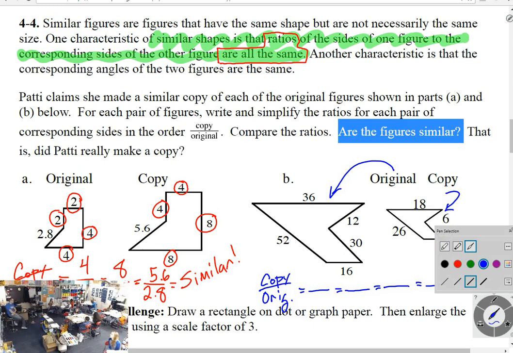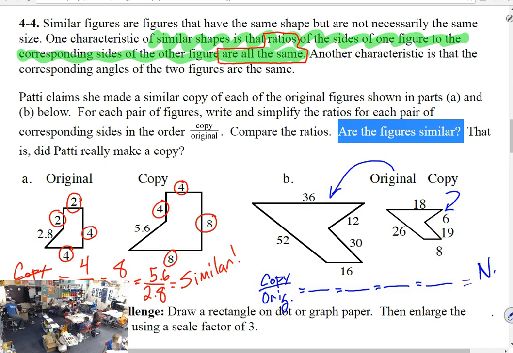Check with your team. Is B similar? No. Your team? No. I'm glad that you think we're all a team. But okay, so some people already said no, so hold on. So, let's start this then. Top relates to top, so copy on top, original on bottom. What would that be, 18 compared to 36? What would that reduce down to? Half, right? Be careful, you said 2, just remember we're proper fraction here. So half, my copy is half my original.